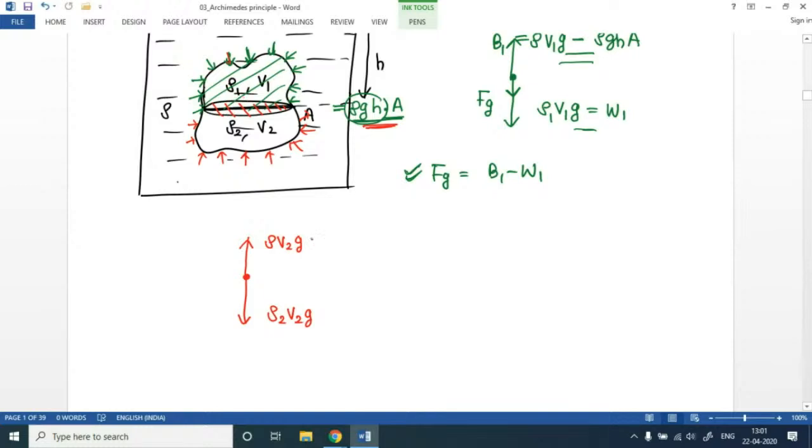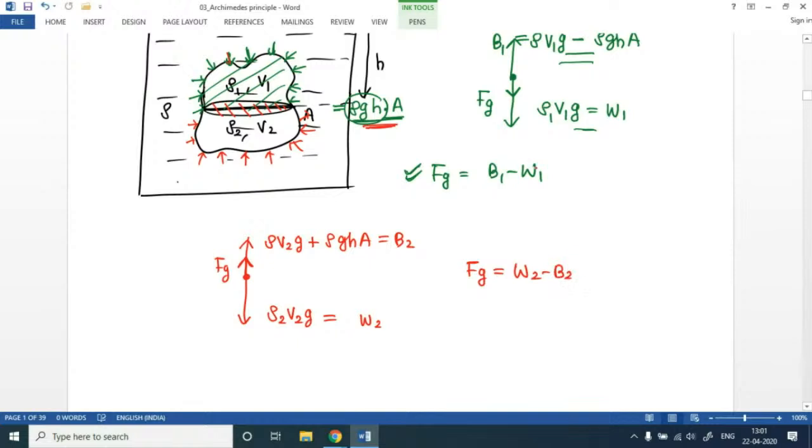Okay, so basically we need to add that force in that quantity in order to find out the force exerted by the liquid. So that would be rho gh into A over here. And obviously the buoyant force on the lower body will be in the vertically upward direction. So let's say this is B2 and this is W2. In that case, Fg will be equal to W2 minus B2.